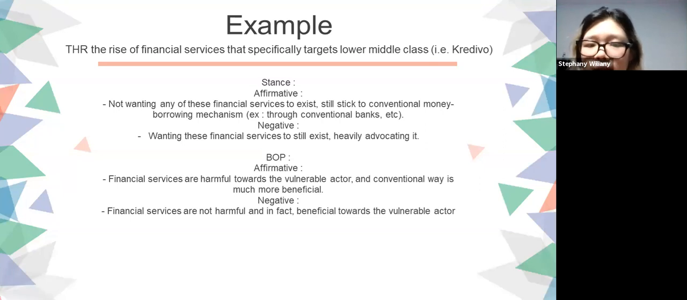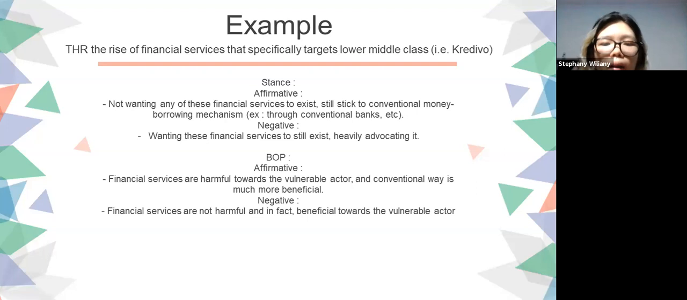So what is my stance as the negative team? That's very simple. My stance as the negative team, I want these financial services to still exist, and I heavily advocate it. So that is how stance puts you in a position on which side you're on in a very explicit way. Moving on towards burden of proof. What is my burden of proof as the affirmative team based on my stance?